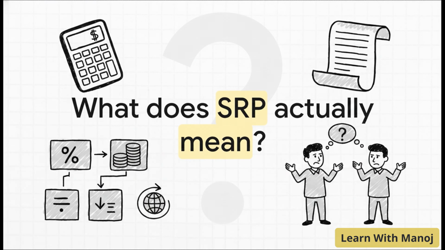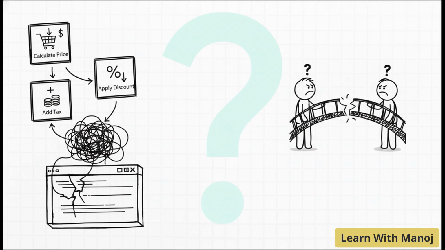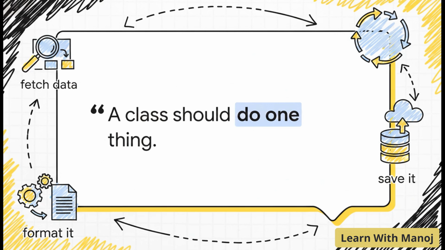So ask yourself, what does that famous S in the SOLID acronym actually stand for in practice? Most tutorials and internet forums boil it down to a catchy little phrase: a class should do one thing. But honestly, what even is a thing? Is calculating a price one thing? Or is applying a discount, adding tax, and converting currency three separate things? You see the problem. The phrase "do one thing" is incredibly vague and confusing.